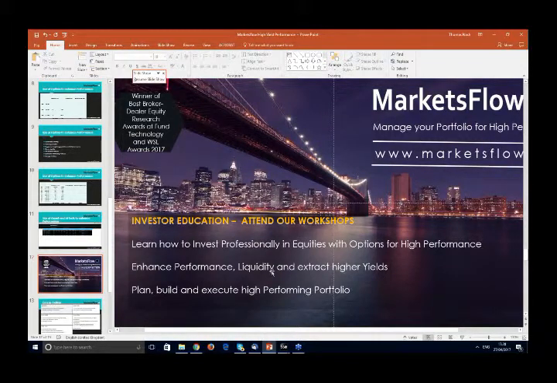We cover the whole thing in a day, and we also talk about what performance means of a portfolio. We go through the liquidity and how you can use liquidity to build your portfolio. We also look at the planning, building, and executing of a portfolio.